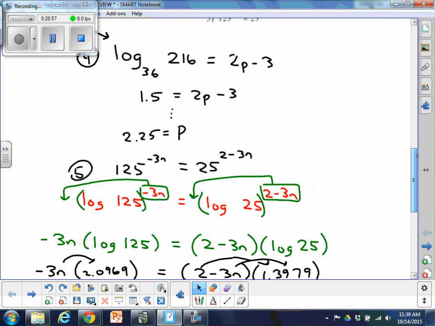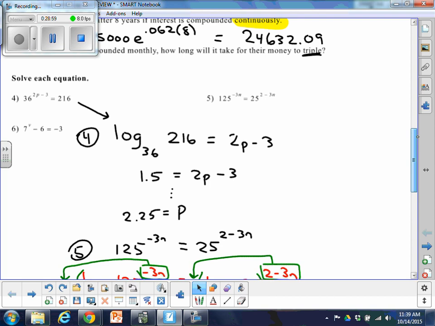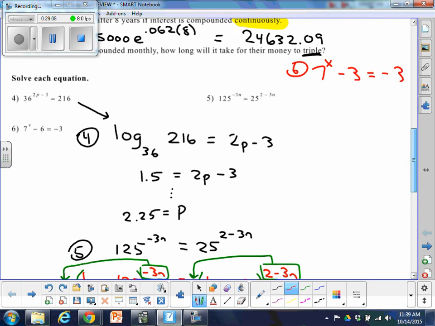Then your last question, number 6. Let's see if we can get that up here. It says 7 to the x minus 6 equals negative 3. So that one again, I would just, I'm sorry, that's a 6 there. I would just add the 6 over. So we're adding 6, so that's going to become a 3. So 7 to the x equals positive 3, and then just go log form on your calculator. It's log base 7 of 3 equals x.